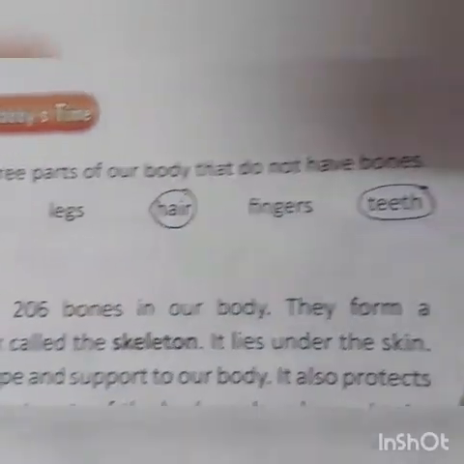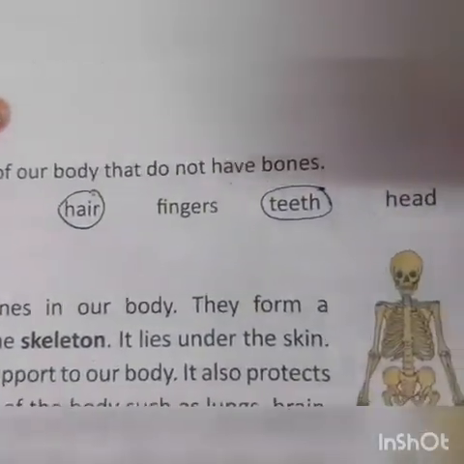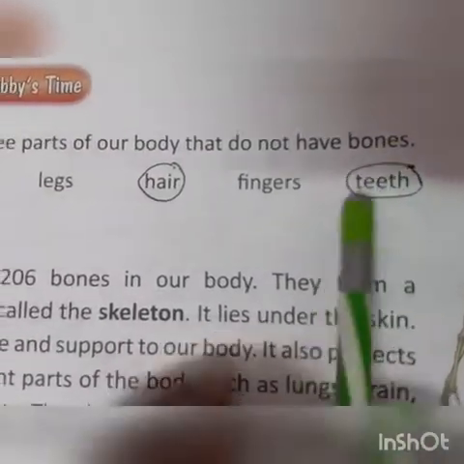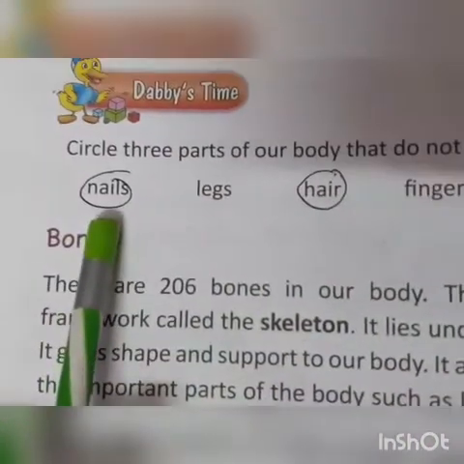Then teeth don't have, and the head has a lot of bones. So these three things you have to circle: teeth, hair and nails. They do not have bones.